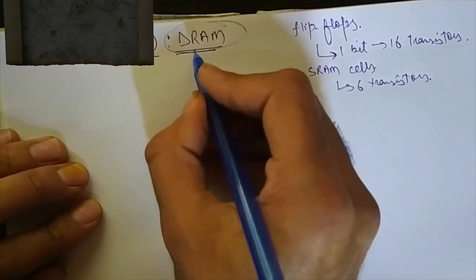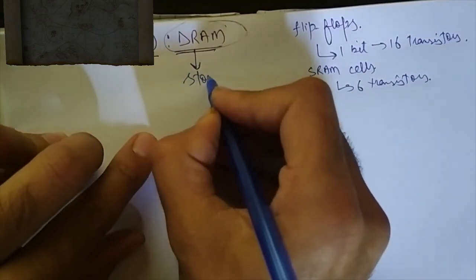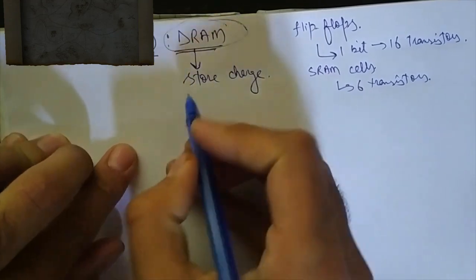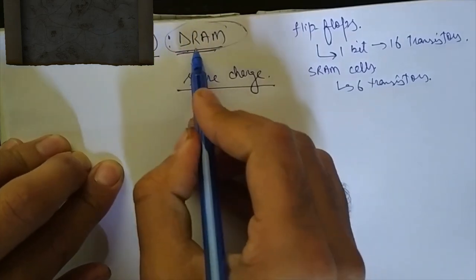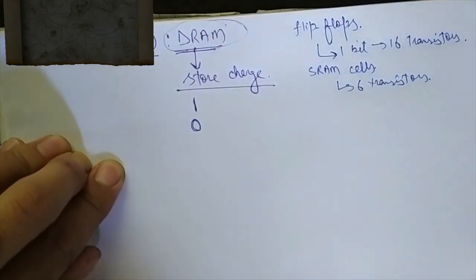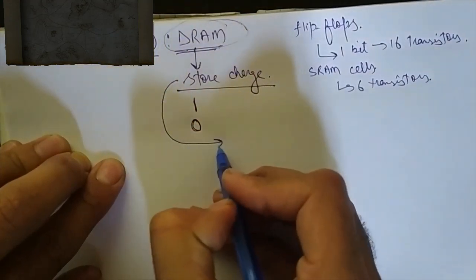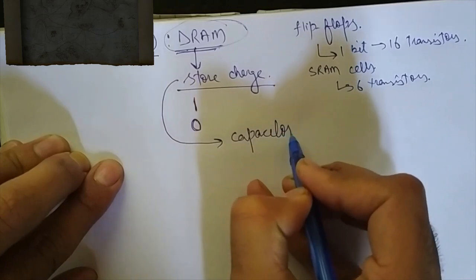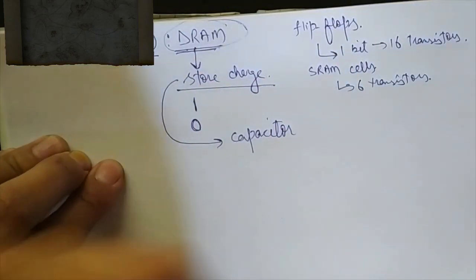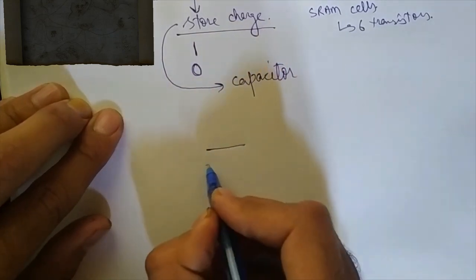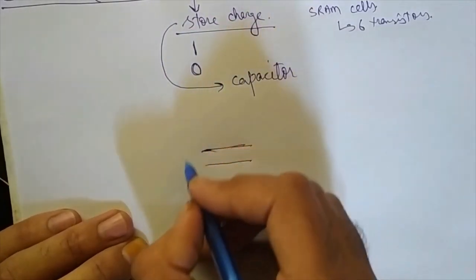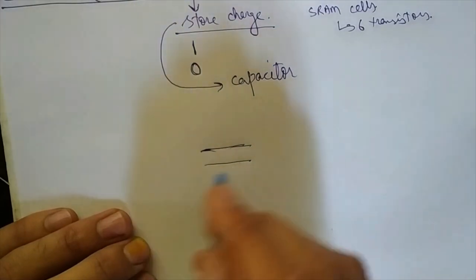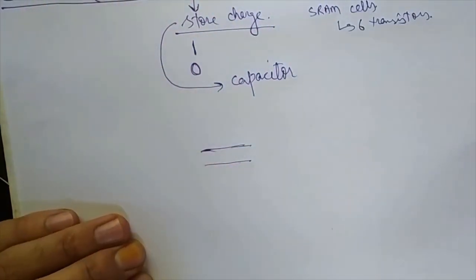In a DRAM cell, the bit is stored based on charge. If the charge is stored, that means the DRAM cell stores 1. If there is no charge in the DRAM cell, we say it stores 0. And we know that for storing a charge, we need a capacitor. So in a DRAM cell, we have a capacitor. If this capacitor stores charge, this cell is storing 1. If the capacitor is not charged, this cell stores 0.